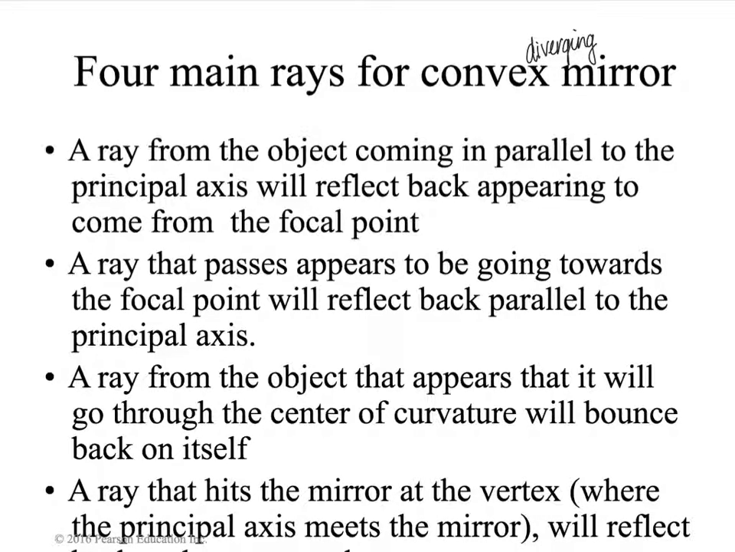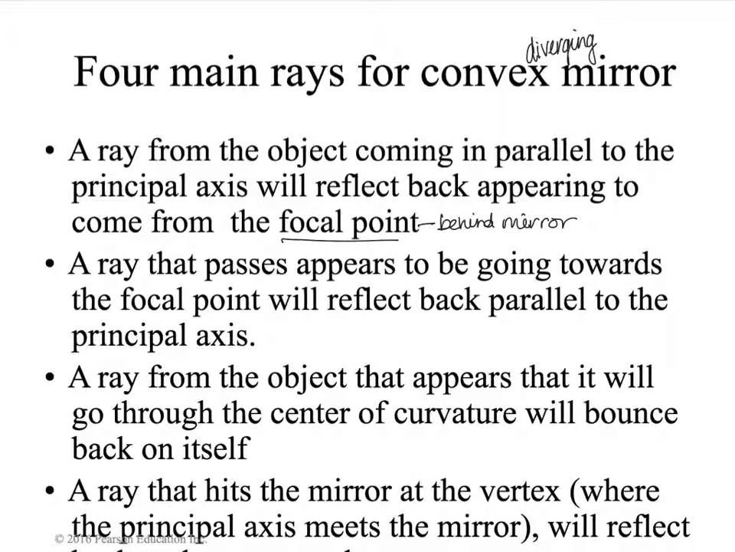So first of all, if we have a light ray coming from the object and it travels in parallel to the principal axis, it will actually reflect back, appearing to come from the focal point. Remember that that's because the focal point is behind the mirror, because it's a diverging mirror. That's why we say it appears that it's going to be coming from the focal point. The second ray, which is the reverse of this one, is going to appear to be going towards the focal point, which is behind the mirror, but of course it's going to hit the mirror before it hits the focal point, and so when it reflects back, it'll reflect back parallel to the principal axis.